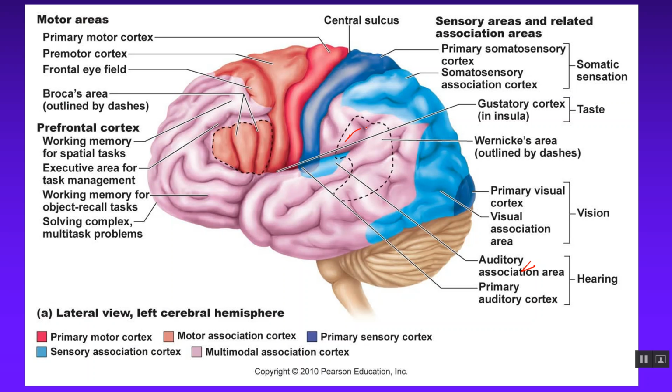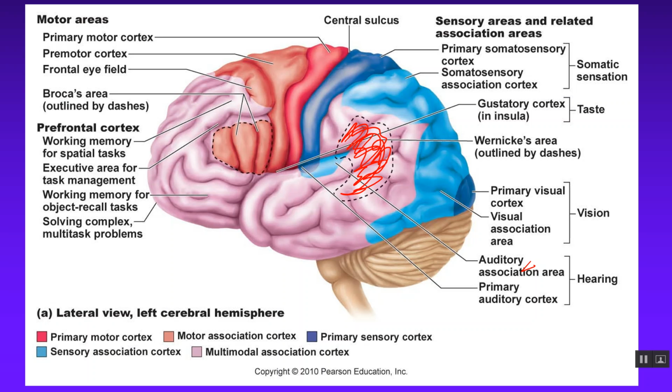This area right here that's outlined in dashes, on the left side, that's where you interpret spoken language. You notice it kind of comes up into that parietal lobe region. That's where you make sense of somebody talking to you and say, oh, they're communicating. They're saying words, and the words mean this. That's where that happens, in Wernicke's area.